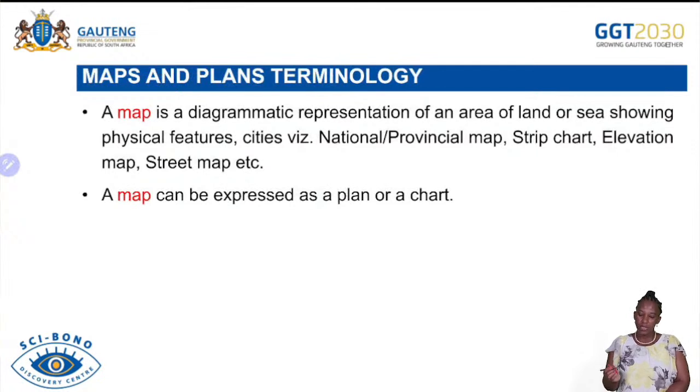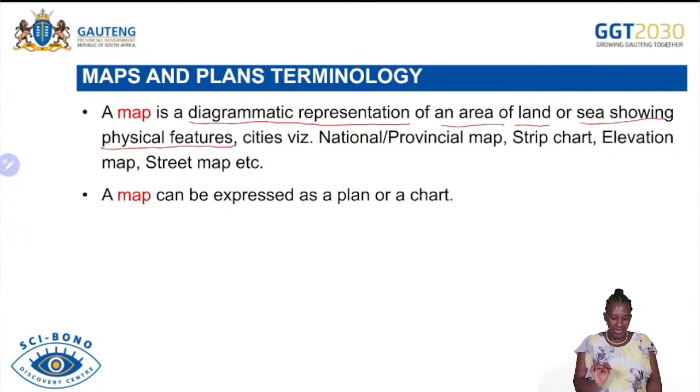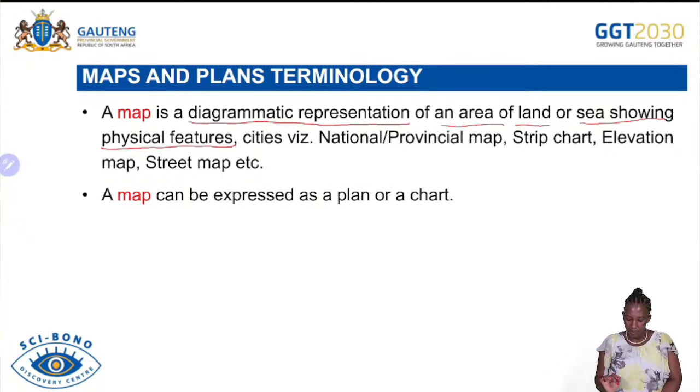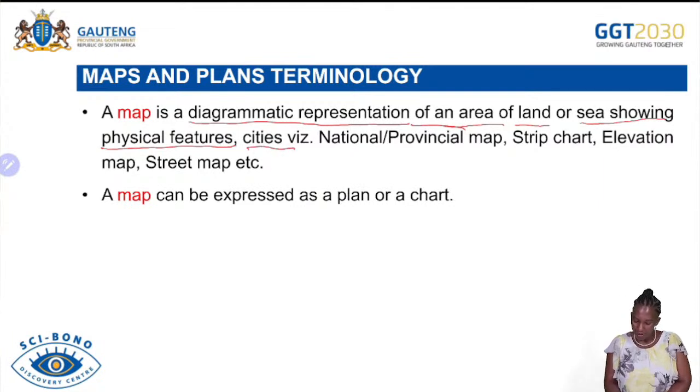Boys and girls, we have terminology that we're using in mathematical literacy, especially under maps and plans. What is important? A map. What is a map? A map is a diagrammatic representation of an area of land or sea showing physical features, cities, and so on: a national or provincial map, strip chart, elevation map, or street map, and so on.